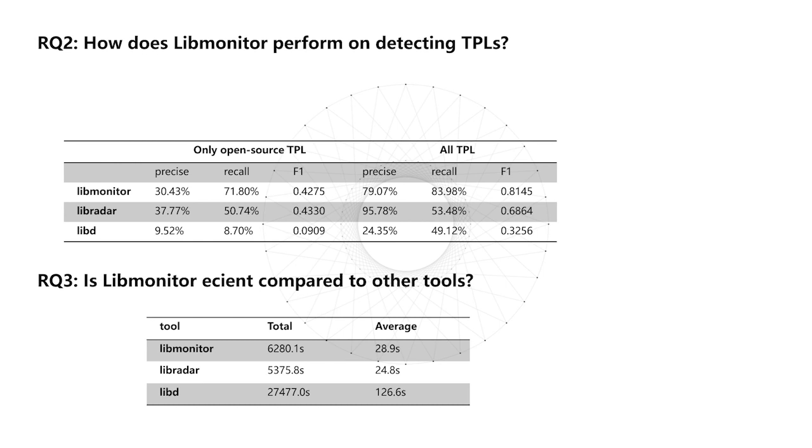Question 3. Is LibMonitor efficient compared to other tools? To evaluate the efficiency of LibMonitor, we run it and two baseline tools on dataset PER. The experiment results are listed in the table below. The performance of LibMonitor is significantly better than LibD and slightly weaker than LibRadar.